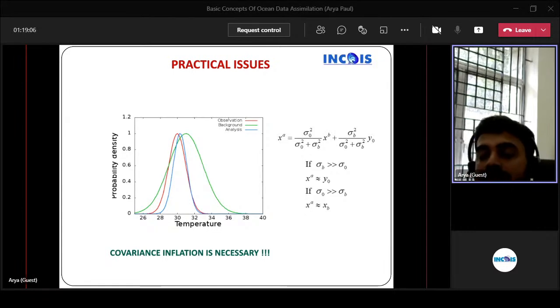In order to avoid this, we employ something called covariance inflation. Once we know that the temperature is 30.33 with an accuracy of 0.8, after this we artificially inflate the ensembles. And then we let the model run again. We let the entire cycle continue again. So covariance inflation is necessary at times, not always.